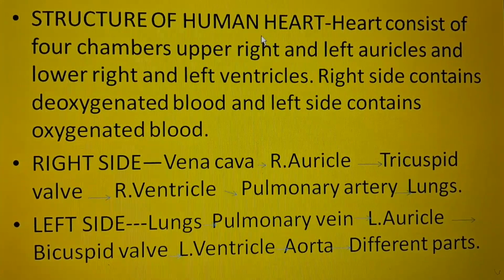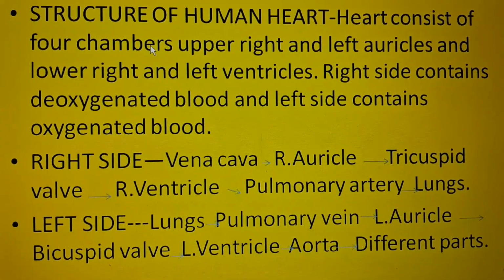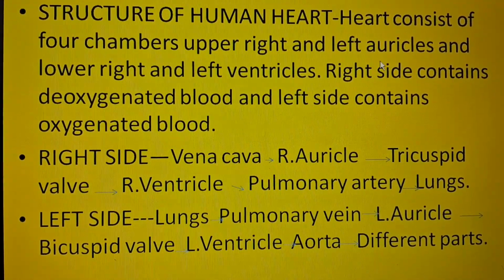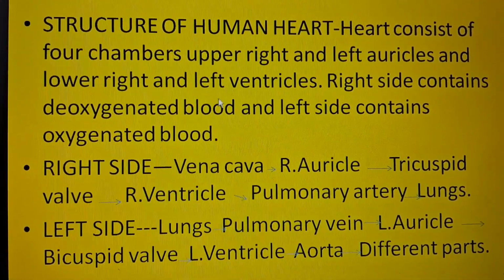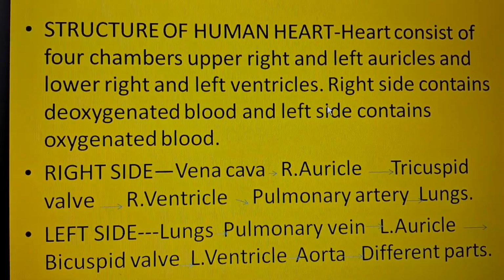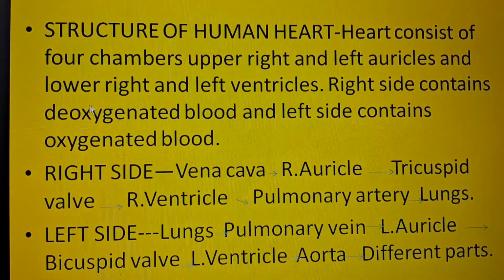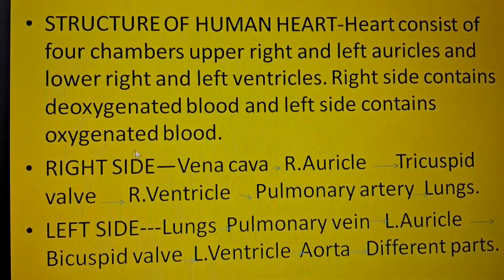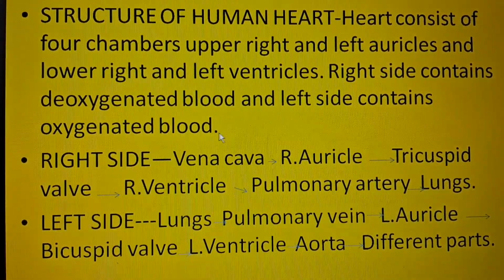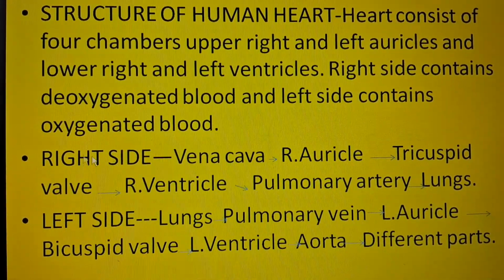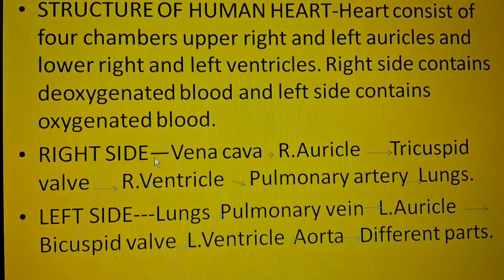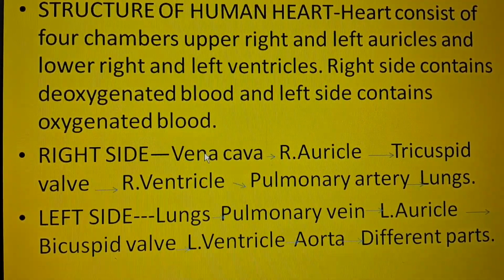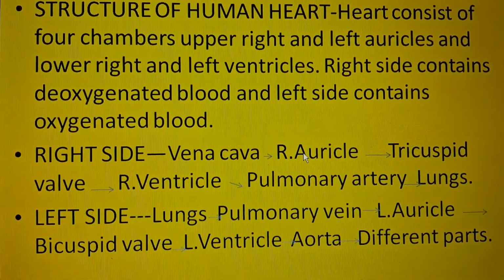Structure of human heart. The heart consists of 4 chambers. The 4 chambers are upper right and left auricles and lower right and left ventricles. The right side of the heart always contains deoxygenated blood, meaning impure blood, and the left side contains pure blood, that is oxygenated blood. Now how does this move? On the right side of the heart, it is deoxygenated blood, so the deoxygenated blood is carried from different parts of the body through the vena cava to the right auricle.